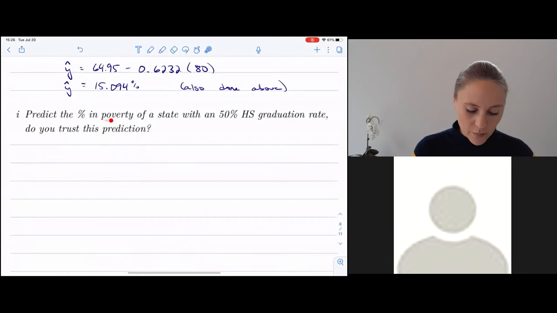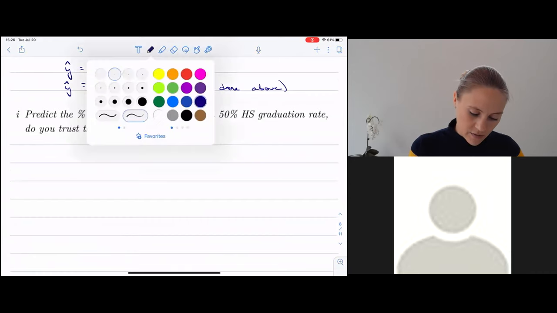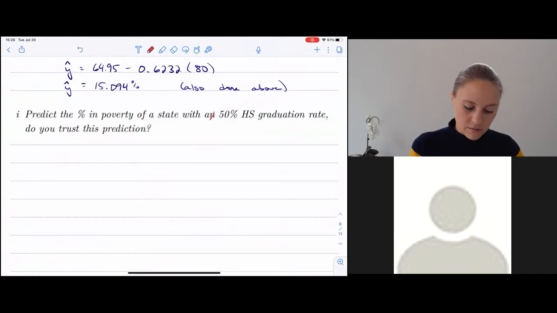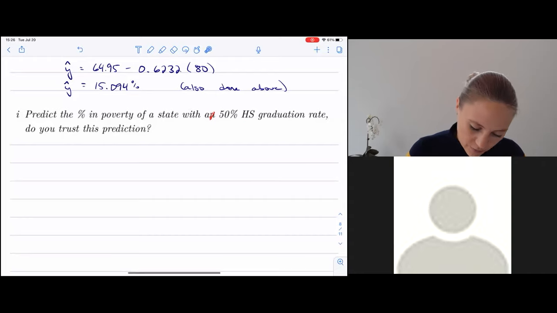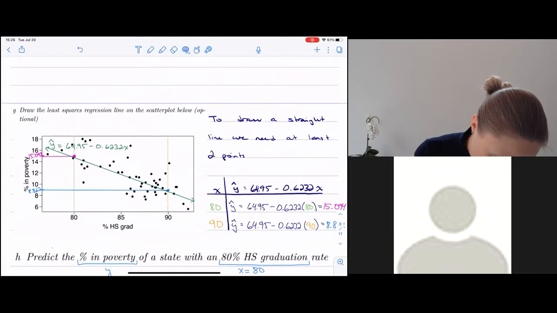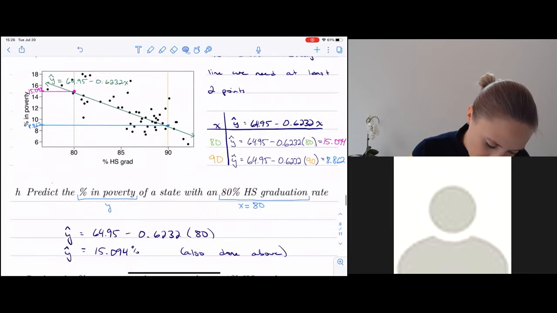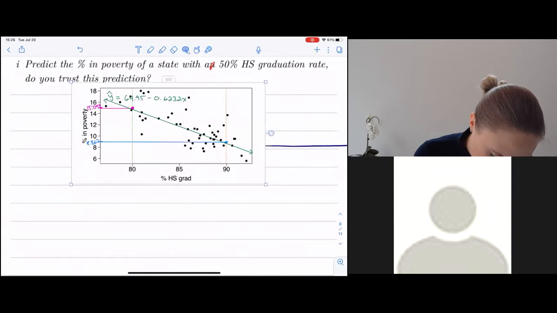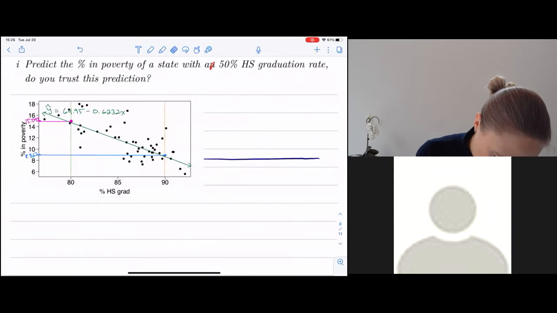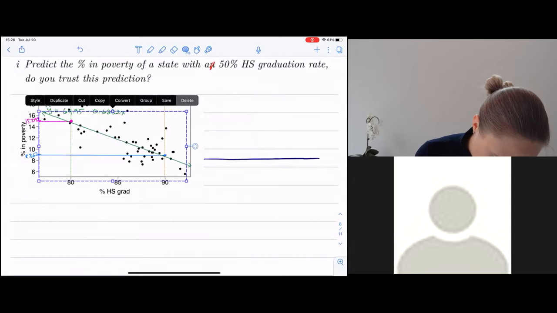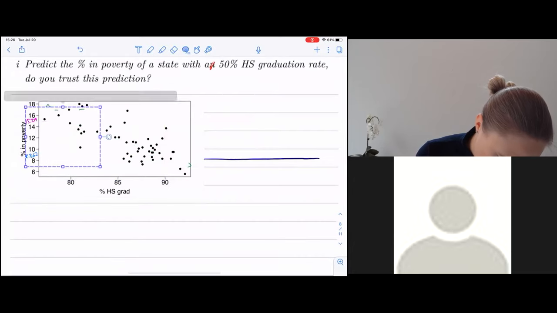So we want to predict the percentage in poverty of a state with a 50% high school graduation rate. And then it follows it up with, do you trust this prediction? Right. And so if we look at our graph, I'm just going to try to copy this portion here and delete everything.